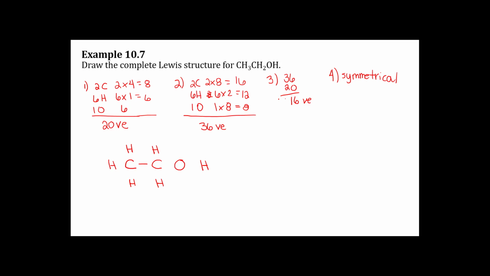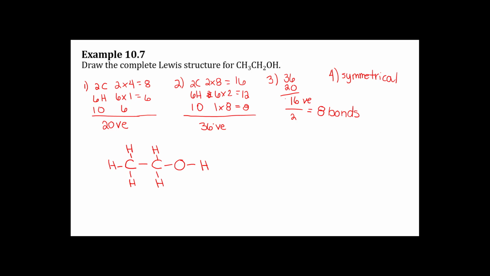So I have 16 valence electrons. I am going to divide this by 2. It is going to tell me I have 8 bonds within this compound. So let's put them out. I already did 1 here. So 2. So 1, 2, 3, 4, 5, 6, 7, 8. I did 8.